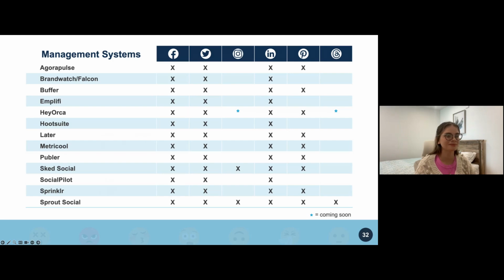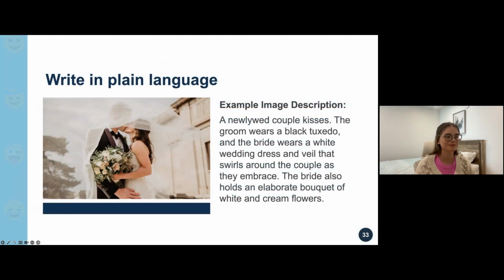Now, writing image descriptions stresses a lot of people out, so here are a few tips on how to write them effectively along with some examples. You want to write in plain language. Focus on describing the physical aspects of your chosen image. Resist the urge to be ornate or overly effusive with your image descriptions.